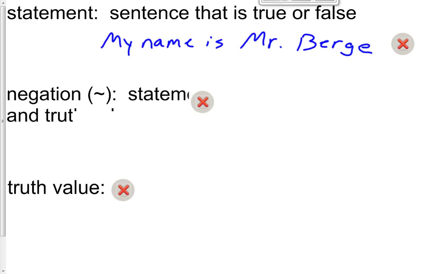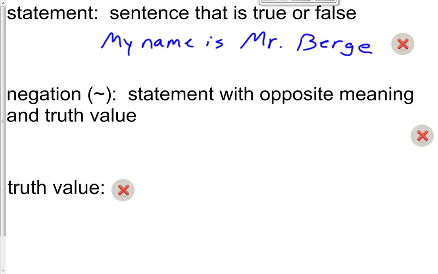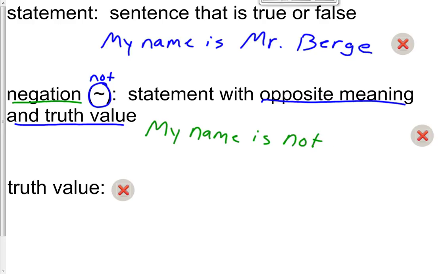A negation is simply a statement with the opposite meaning and the opposite truth value. The symbol that we use is this squiggly sign right here. Most often, that squiggly just means the word not, because not gives it that opposite meaning and the opposite truth value, which I'm going to talk about in just a second. So with my first statement, my name is Mr. Berge, the negation of that statement is my name is not Mr. Berge. The negation simply puts the word not in there, and then it gives it the opposite meaning and the opposite truth value.